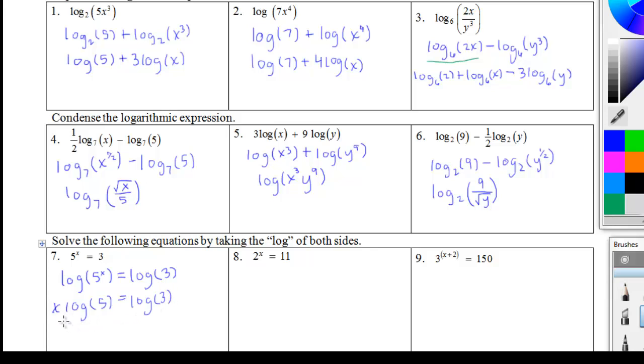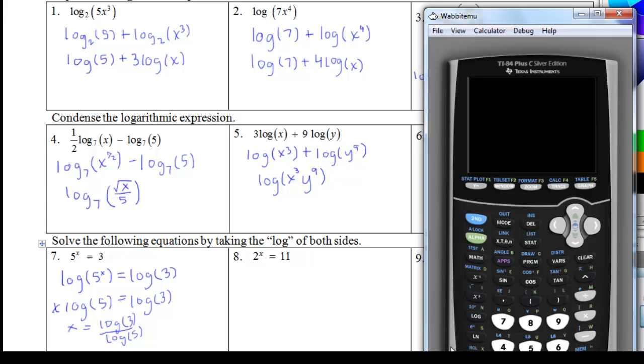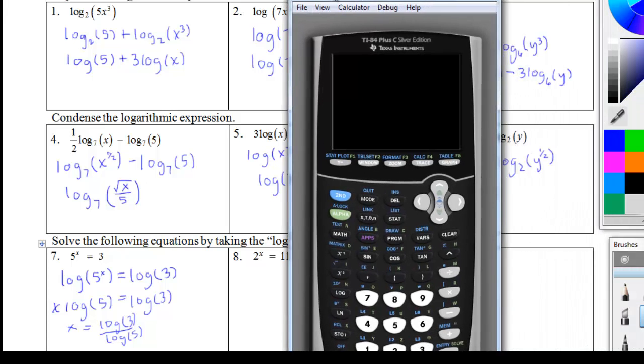because now the x is out of the exponent and I can solve it. So to get the x by itself, I can just divide both sides by log 5, since log 5 is just a number, and get log of 3 over log of 5. And then you could put that into the calculator to get the decimal expression for it.